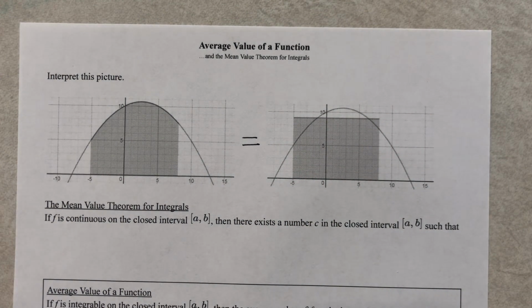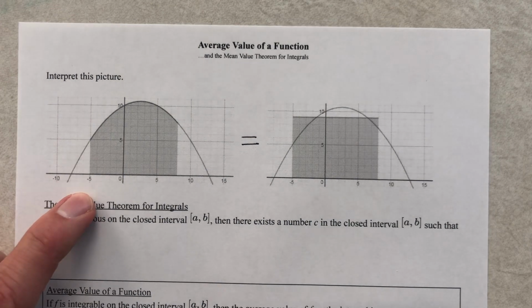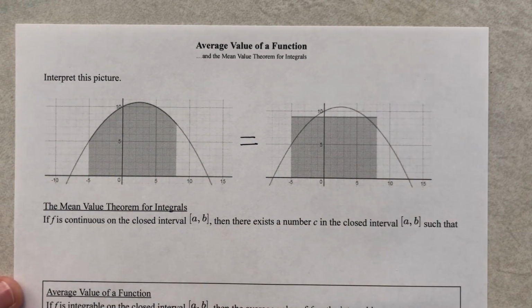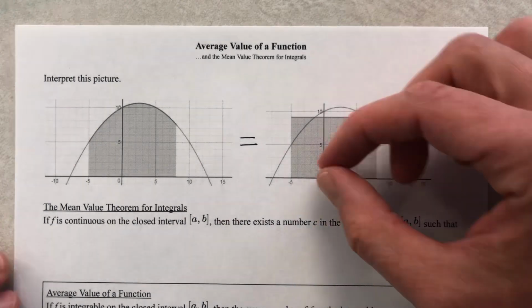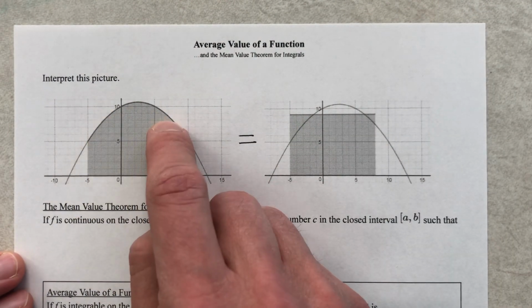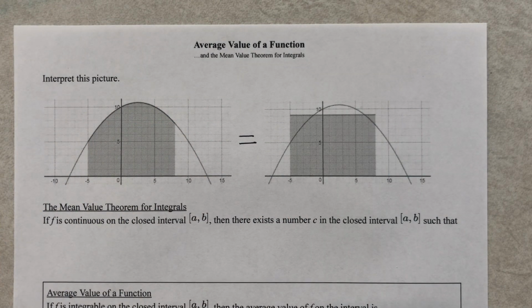And I do want you to notice too, the interval is the same. This goes from -5 to 8, -5 to 8. And the heights are not the same. The height here is what, 9? And the height here is not consistent. So we're going to write a little bit here and just sort of make sense of what we're looking at.